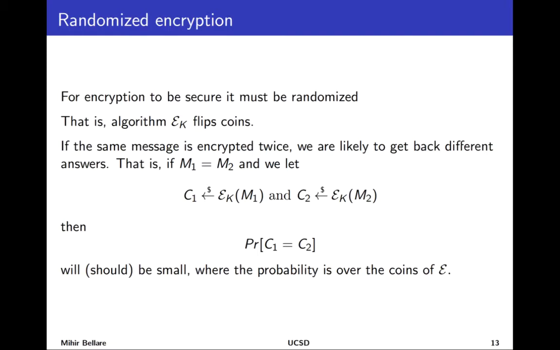What it says is that every time you invoke the algorithm, even with a fixed key and message, it's going to flip coins. And if the same message is encrypted twice, we are likely to get back different answers. So even if M1 and M2 are the same and you encrypt one and then the other, it's possible that the ciphertexts are the same, but it's unlikely. The probability of that happening would be small. What that means is equality is not leaked by looking at the ciphertext.